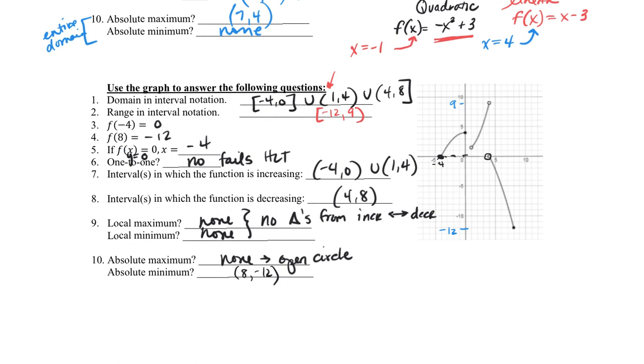Number 6, is it 1-to-1? The answer is no, because it fails the horizontal line test. And so I can prove that by just doing a dotted line like this and seeing that you intersect in more than one place.